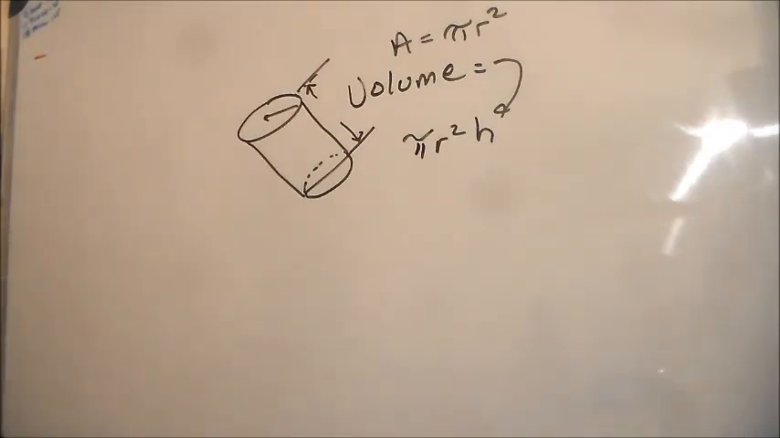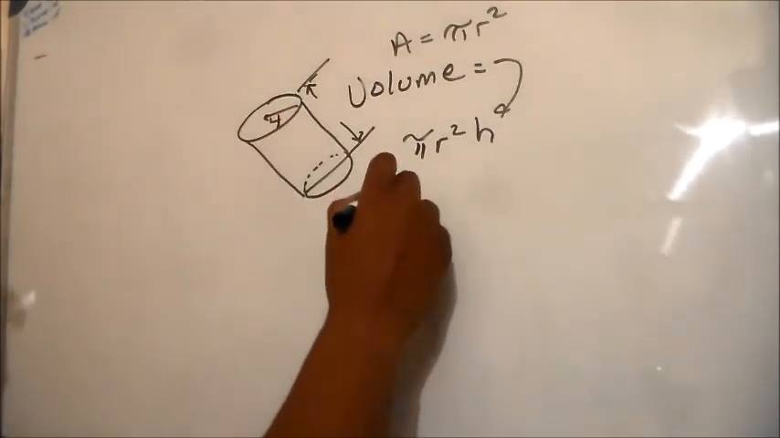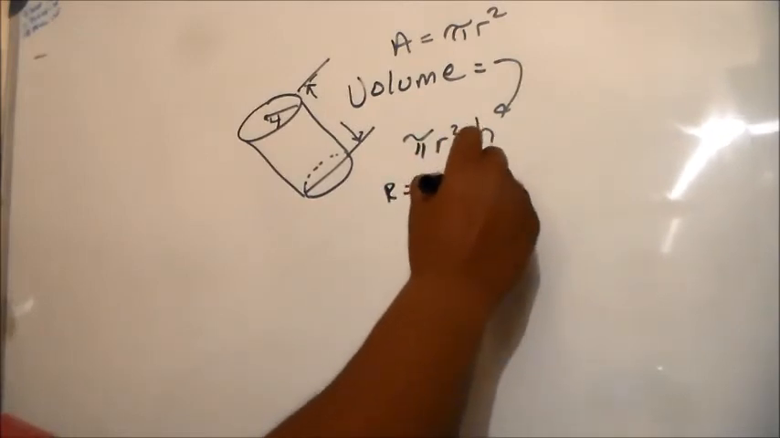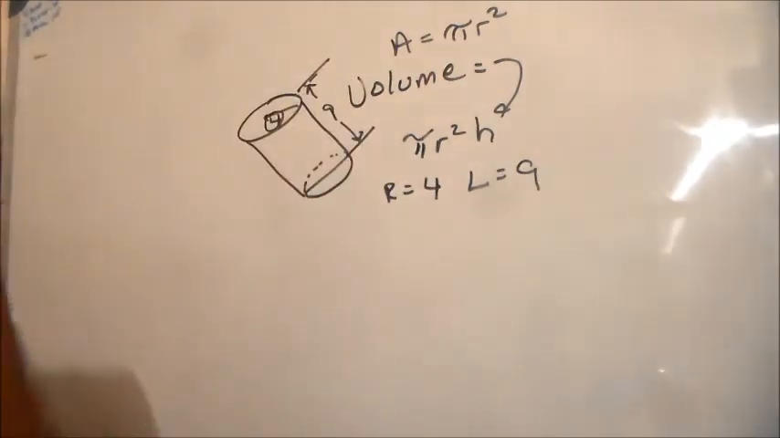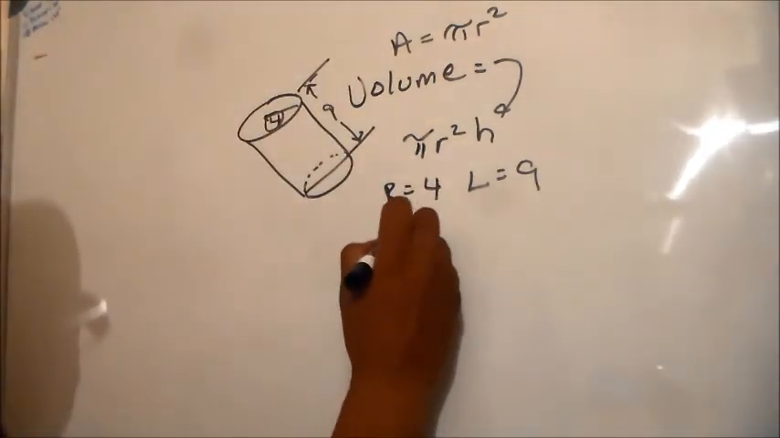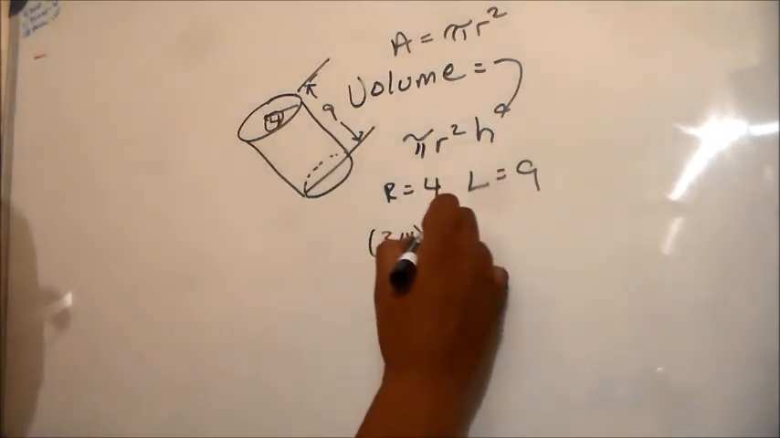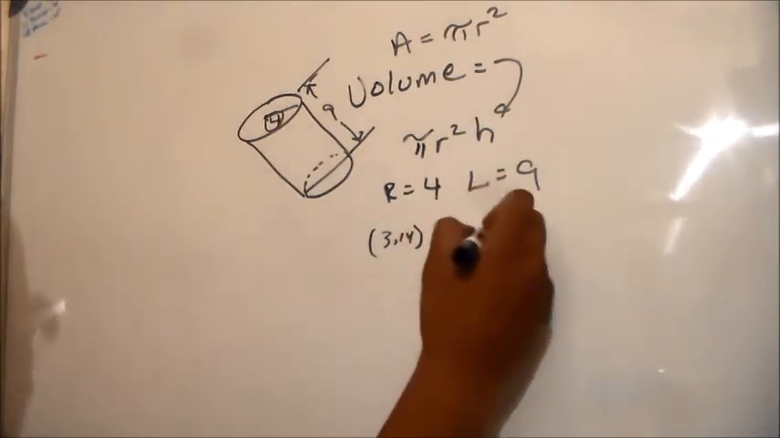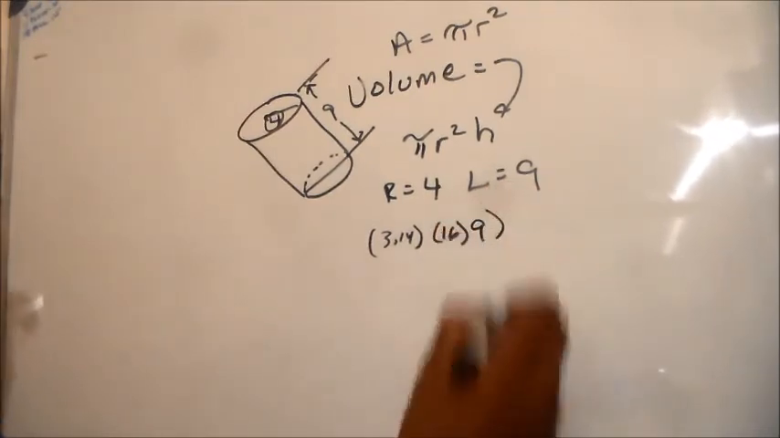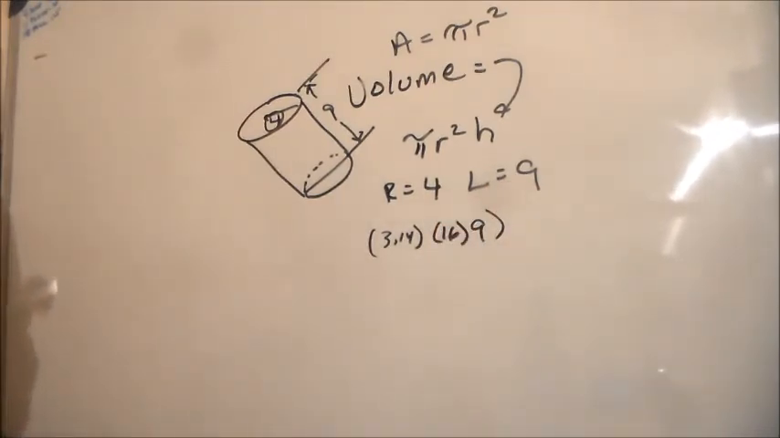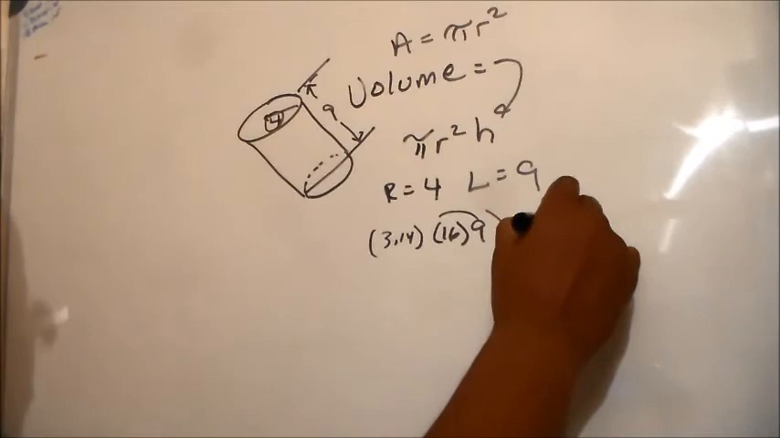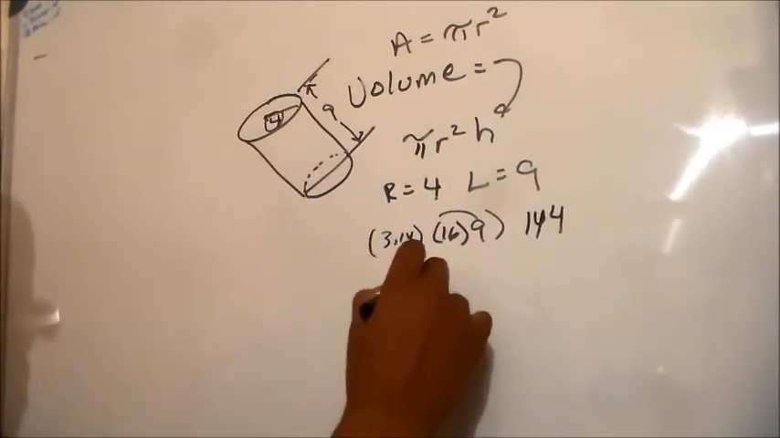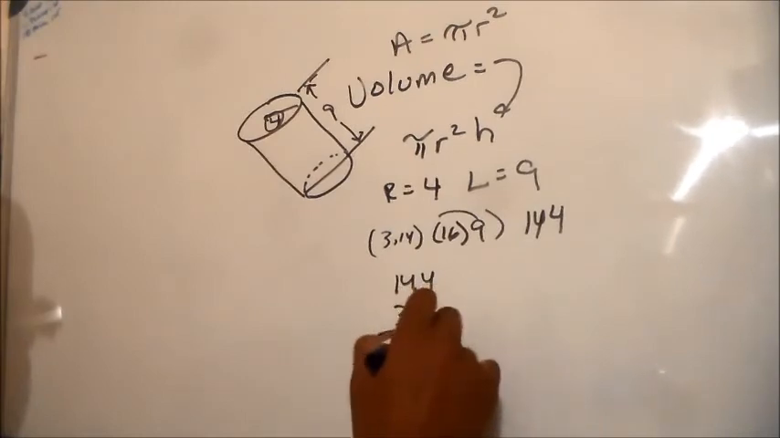So let's just say our radius equals 4, and the length equals 9. So we have a 4 here, and a 9 here. All right, so 3.14, which is pi r squared, I'll work that out to 16, times the height, which is 9. Just to keep it simple, I'll work all this out. The 16 and the 9 give 144, times 3.14.